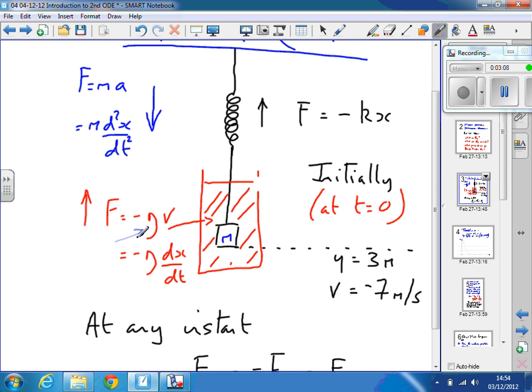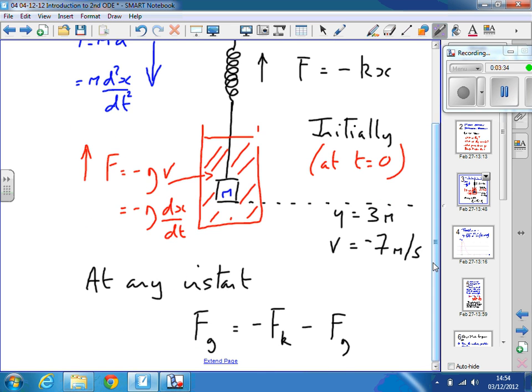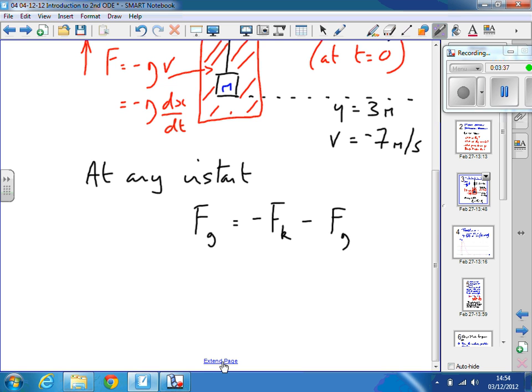The size of the force depends not only on that constant, which is to do with the viscosity of the liquid, but also the speed. The faster you're moving through it, the greater this friction force. So that's to do with this constant, eta, and the speed. And the speed can be written as a differential, dx by dt, the rate of change of displacement with time. So at any instant, the gravitational force is being counterbalanced by the spring constant acting upwards and the viscosity of the fluid acting upwards. So we can write this little equation.